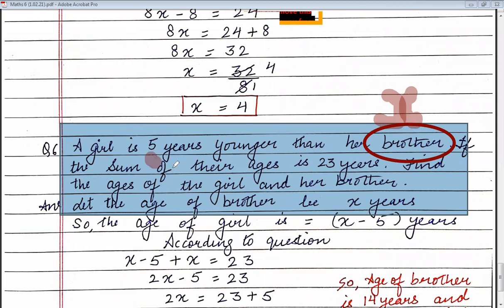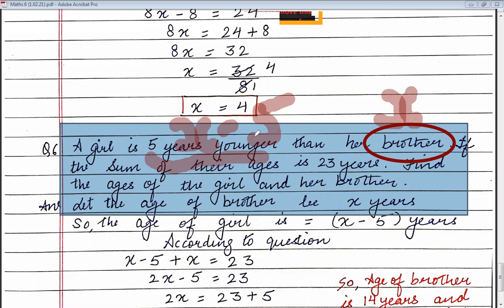Now here it is written the girl is 5 years younger. So this girl is smaller than her brother, meaning younger. So it means if the brother's age is x, then the girl's age will be x minus 5, because she is 5 years younger. So you have to subtract 5. So the brother's age is x and the girl's age is x minus 5.